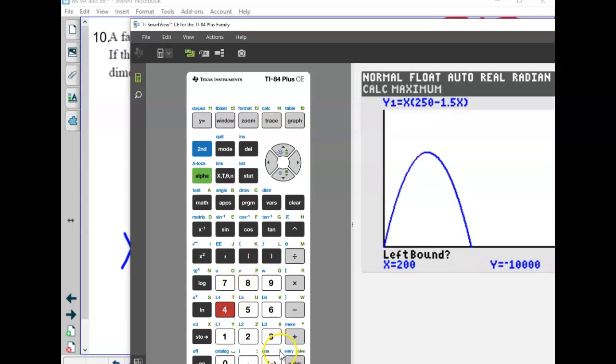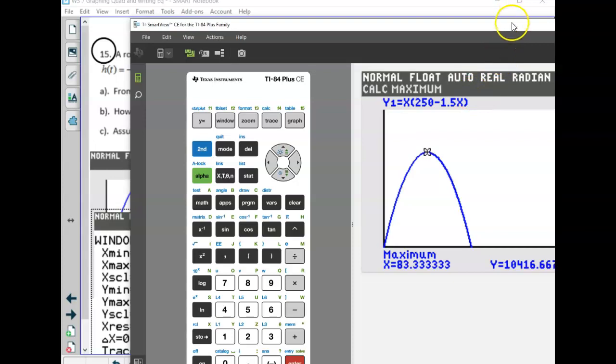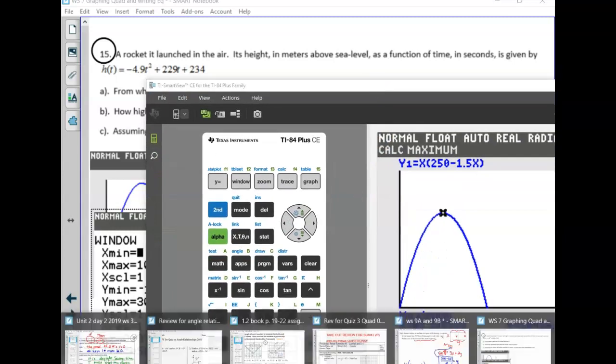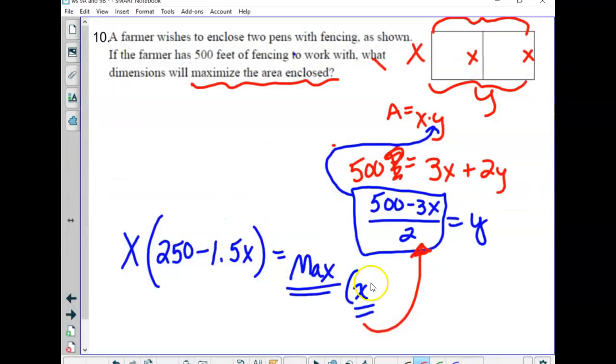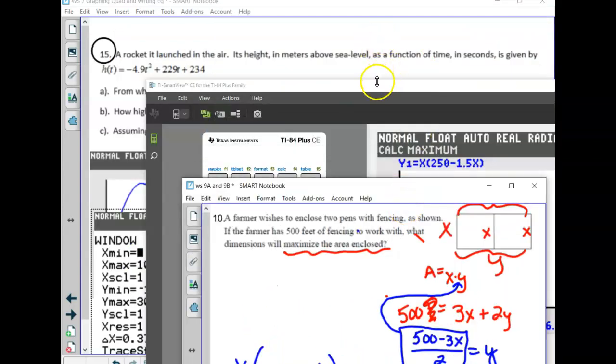The maximum is at 83.3. Everybody getting that? And then to find the y value, whoops, sorry, I closed it. To find the y value, you got to plug the 83.3 back in here.